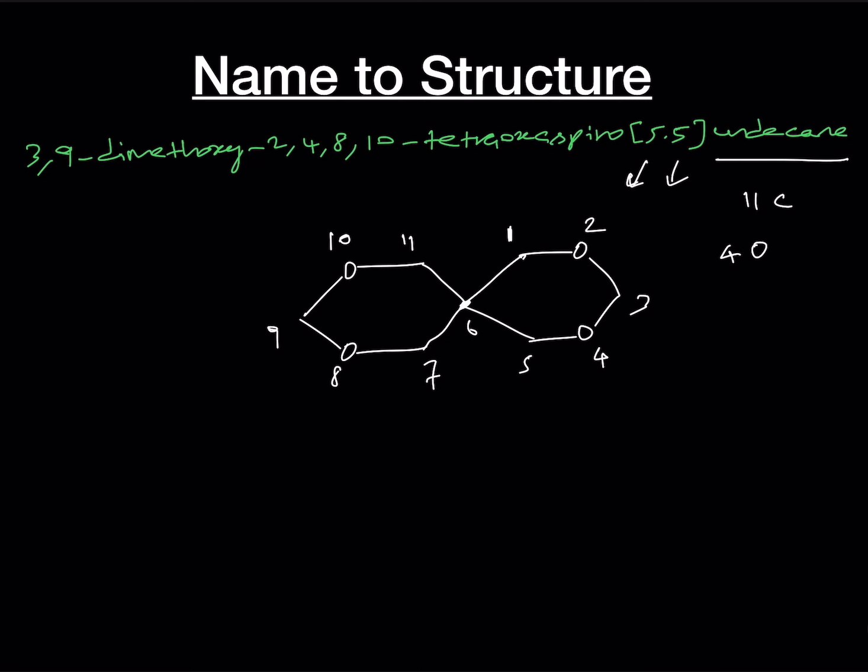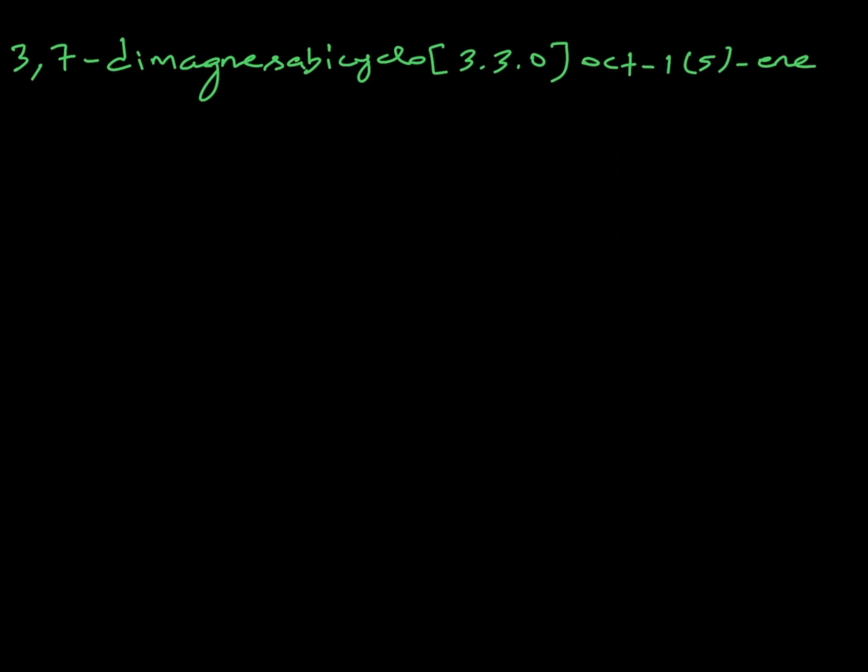Now it also says 3,9 dimethoxy. So one methoxy group here, another methoxy group. Okay, so that should be the structure of the molecule. Let's move on to the next example.